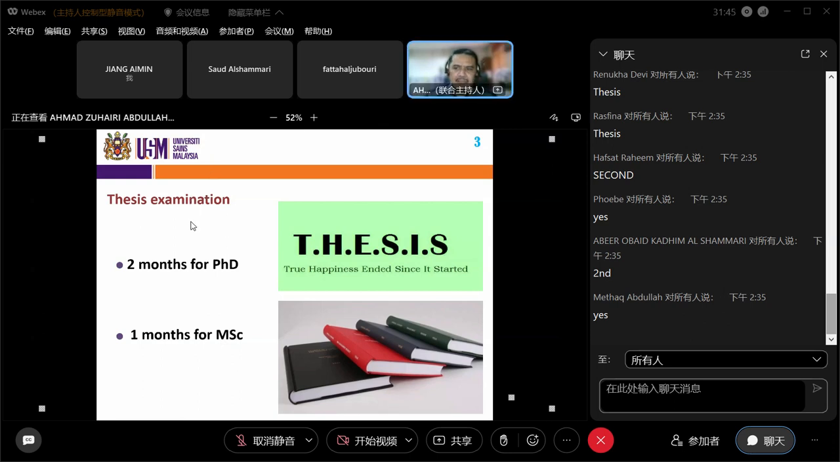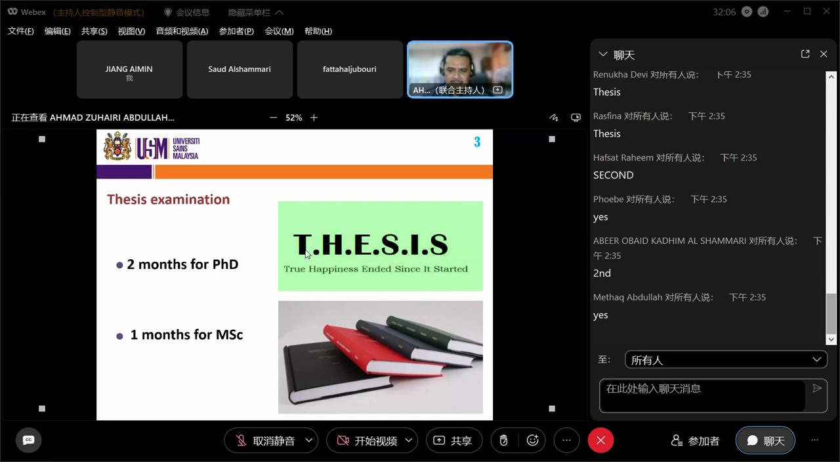Why is it so? Because we'll be waiting for examiners to submit the report, and we will be making the arrangement for the Viva to be arranged. Okay, so you need to wait. Need to consult the supervisor on any concern, and nothing much can be done.